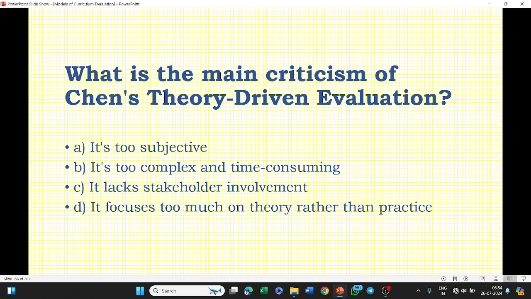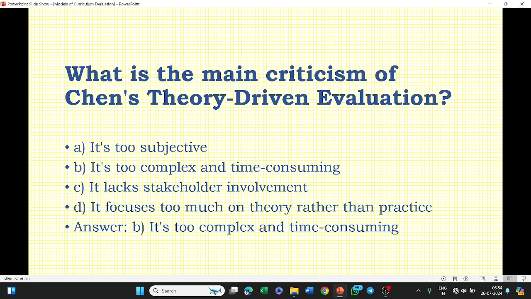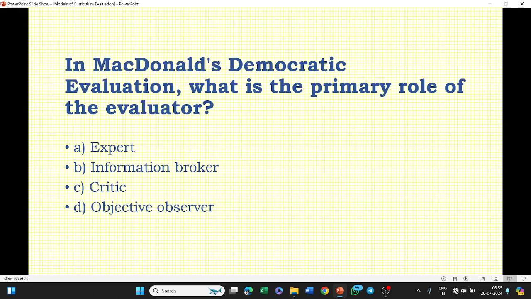Next, what is the main criticism of theory-driven evaluation? Options: It's too subjective, it's too complex and time consuming, it lacks stakeholder involvement, it focuses too much on theory rather than practice. Answer of this question is option B, that is it is too complex and time consuming.